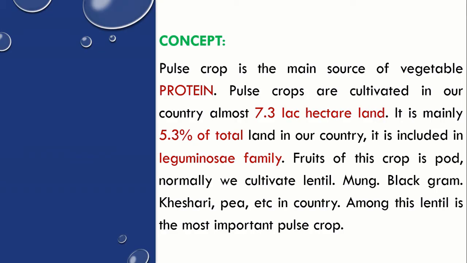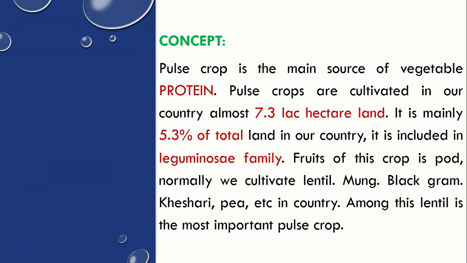Pulse crop is the main source of protein, that means vegetable protein. We can get vegetable protein from pulse crops. And in our country, almost 7.3 lakh hectares of land are cultivated with different types of pulse crops, and it is mainly 5.3 of total land in our country. All are included in the Leguminosae family. The fruit of this crop is pod. I will show you a picture later of what a pod is.